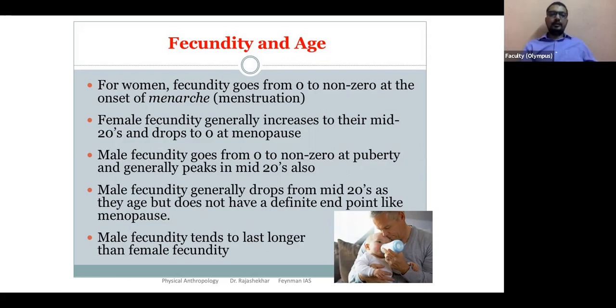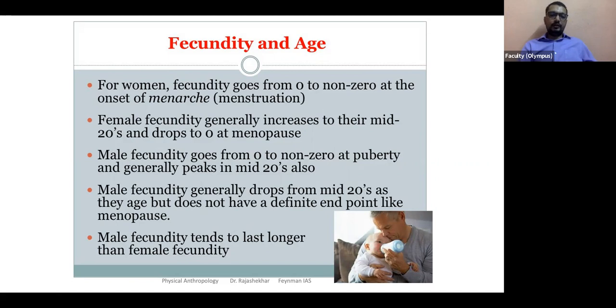What about males? After attaining puberty, in a similar manner to females, at the age of about 15 years they start producing the gametes, sperms. Thereby their fecundity is usually high, about 20 to 30 years approximately. And it slowly drops later, but there's no ceasing for them. It gradually decreases from the mid-20s onwards as they age, but does not have a definite end point like menopause seen in women.